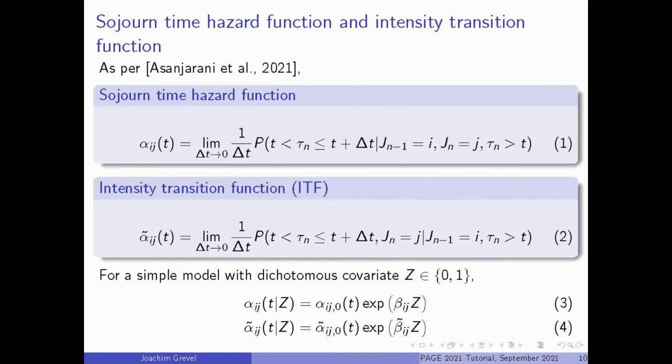Here I introduce you to the notation of the functions used in approach 1 and approach 2. The upper one is the sojourn time hazard function, which shows us the immediate hazard of leaving the current state i for a future state j. The second, the intensity transition function, shows not only the rate of the transition but also indicates the specific state into which this transition will enter. I will also use a simple dichotomous covariate in our functions, which is multiplied with an exponent. It's notated as z, has the values 0 and 1. 0 stands for placebo, 1 for active treatment, and we are estimating the parameter beta for the covariate influence.